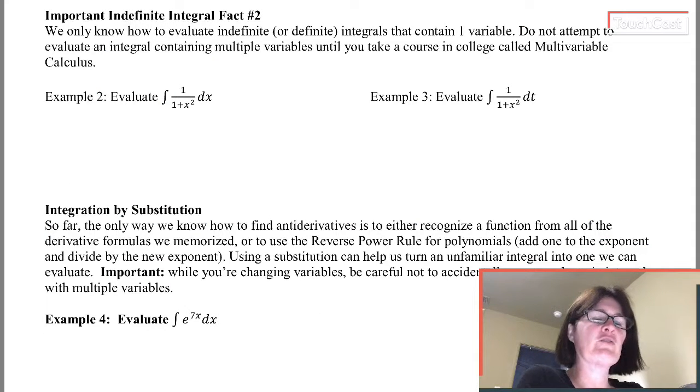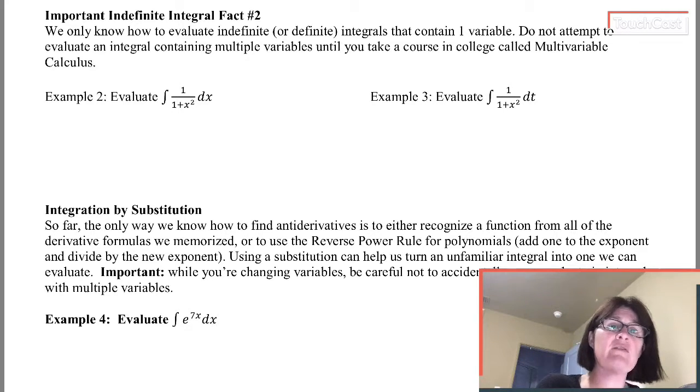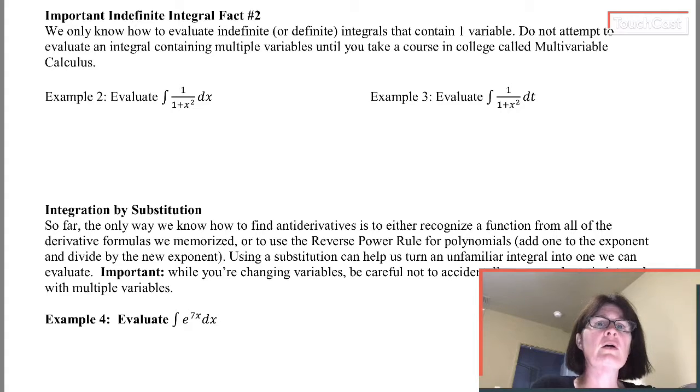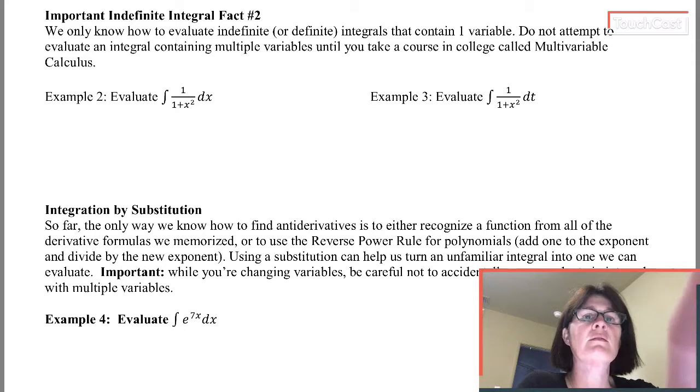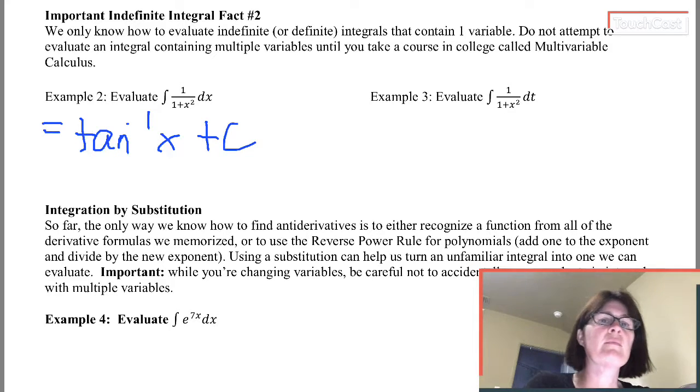Important indefinite integral fact number 2. We only know how to evaluate integrals that contain one variable. That holds until you get to college and take a class called multivariable calculus. But in all of AP Calculus, even Calculus BC, we only deal with integrals that contain one variable. So example 2, we can do. It says find the antiderivative of 1 over 1 plus x squared. And we know that that is inverse tangent of x plus a constant.